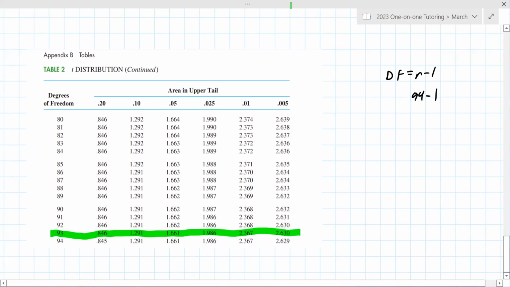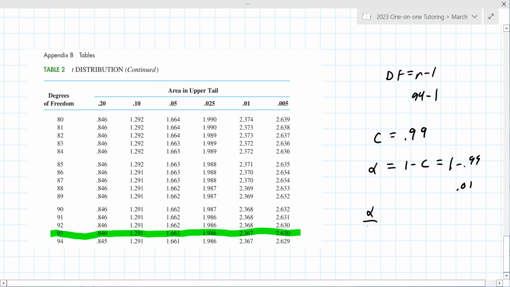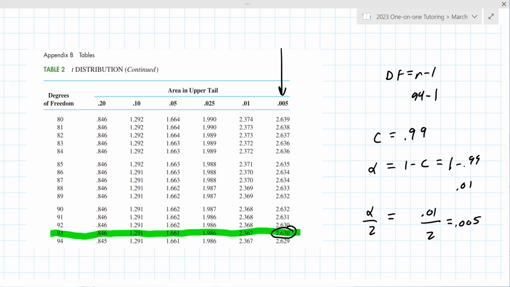And then your tail. So C in your problem is 99. Alpha is 1 minus C, so it's 1 minus 0.99 or 0.01. Alpha divided by 2, that's the area in the upper tail typically, is 0.01 divided by 2, which is 0.005. All of that tells you that you're now in this column there, 2.630. I use the calculator because it's easy to make mistakes on this and it affects all the calculations, but that's how you do it. Degrees of freedom gives you the row, the area in the upper tail, alpha divided by 2. In this case, it's that.